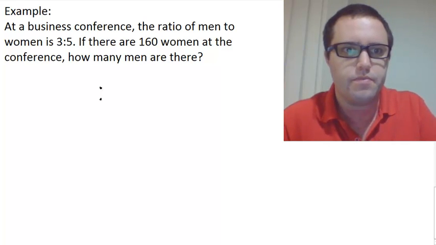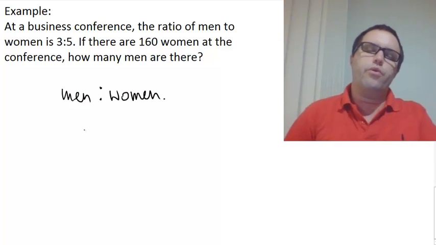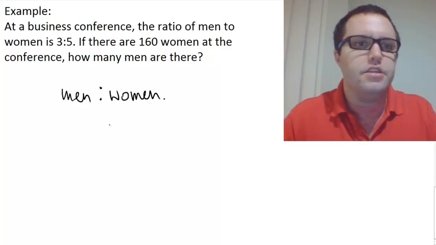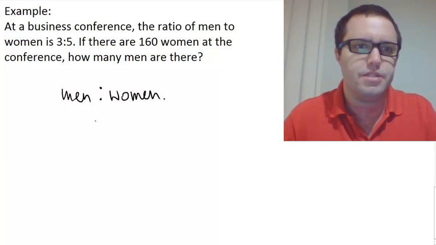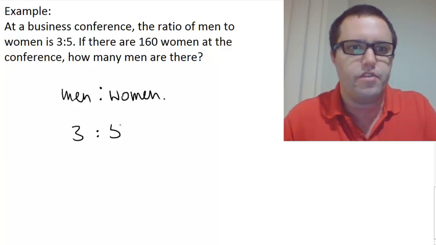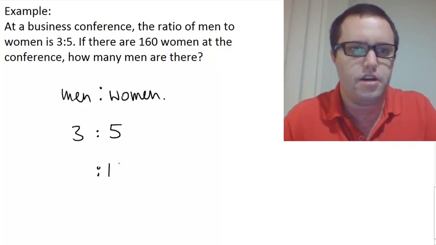So we have men to women. Okay, so remember the order of our ratio is very important. It's sort of talking about that from the start. So we've got some numbers here we can just switch here. We have 3 men for every 5 women. And we're trying to get from 5 to something to 160. What number goes there?